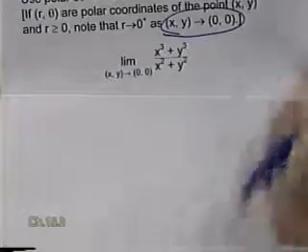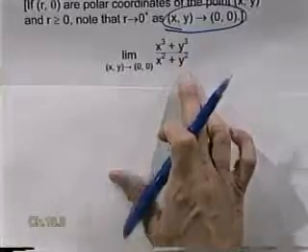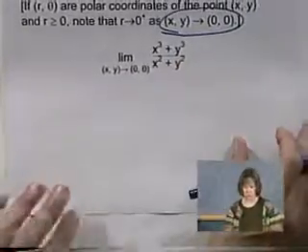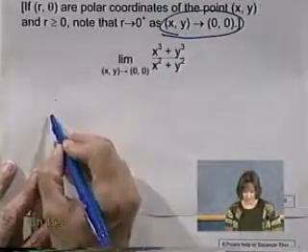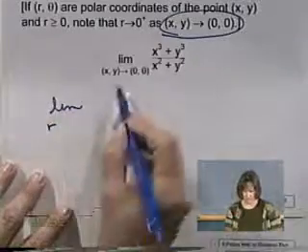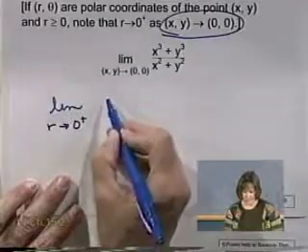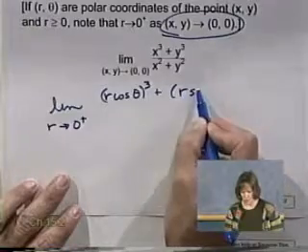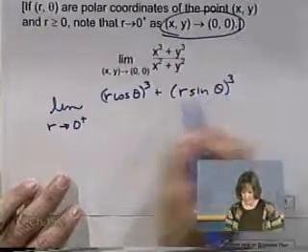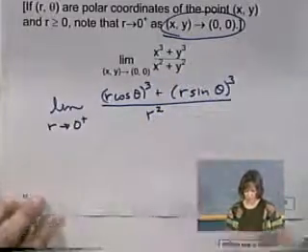So this one, you could have spent the next hour, if you turn my tape off, and every single path you took, it looked like the limit is 0. But having 25 paths is not enough. So we're going to change it to polars. We're going to let x be r cosine theta. Notice if x, y is going to 0, that means r is going to 0 from the positive side. So if x is r cosine theta, and y is r sine theta, and we all know x squared plus y squared is r squared, let's evaluate this limit a little bit.